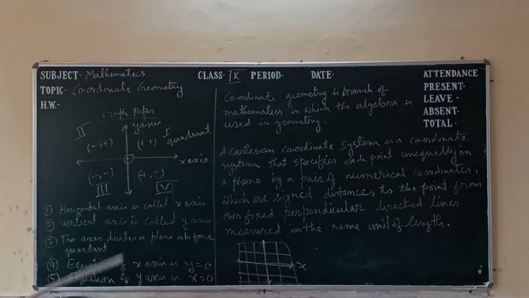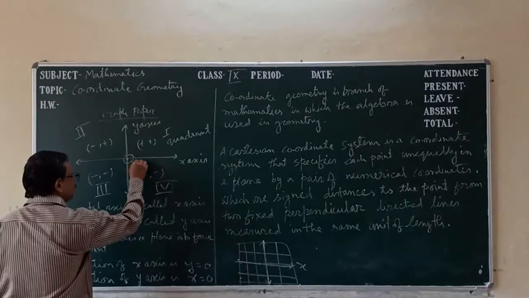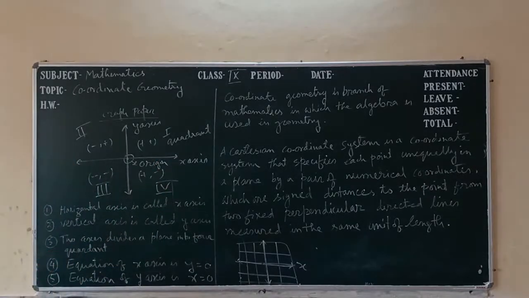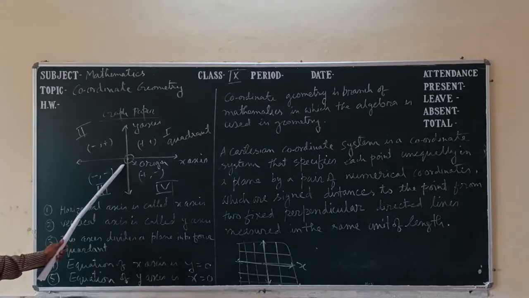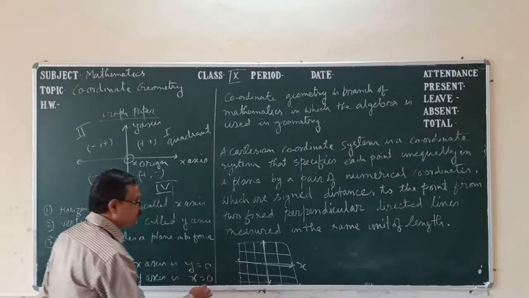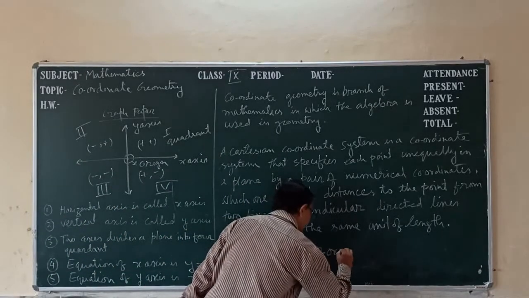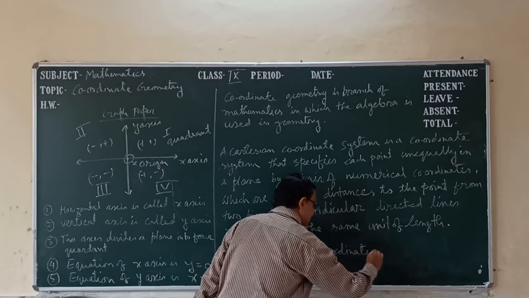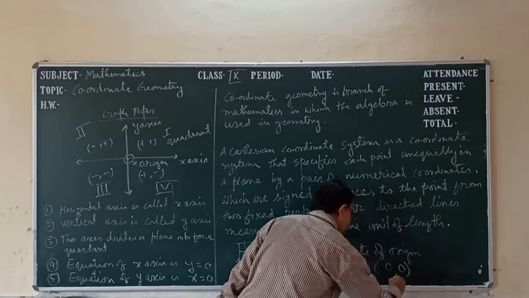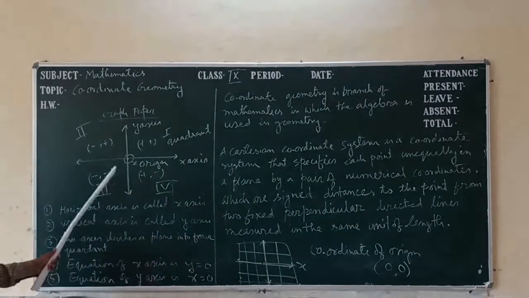The intersecting point of the two axes is known as the origin, O-R-I-G-I-N. The intersecting point of two axes is called the origin, and the coordinate of the origin is (0, 0).